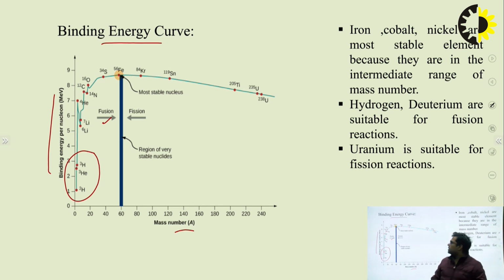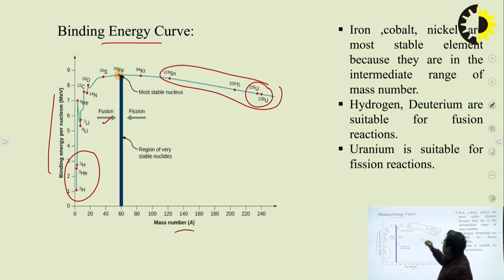And atoms having a higher mass number, like uranium, are most suitable for nuclear fission reactions. And for atoms that are stable in nature, like iron, they are termed stable atoms.